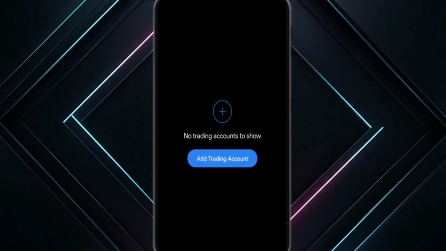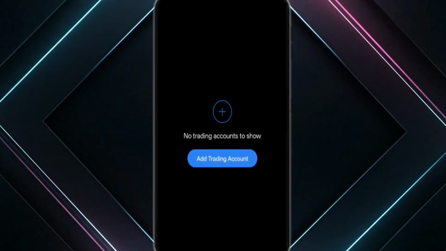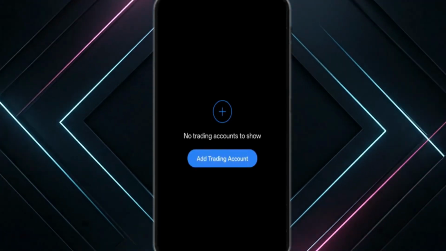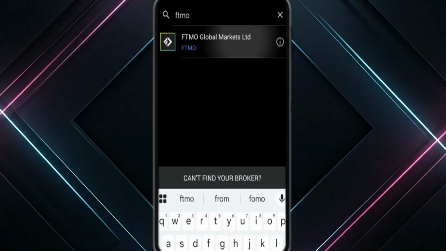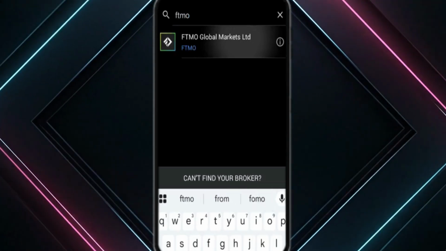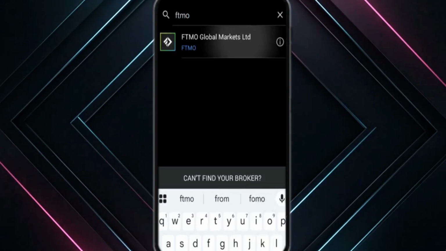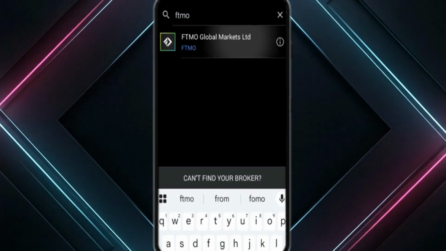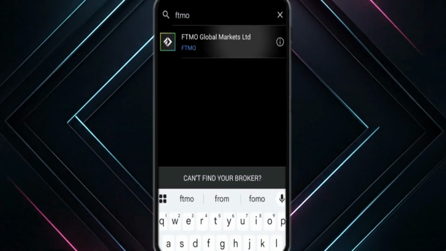First, install MetaTrader 5 on your computer or mobile device and log in with a broker account that supports MT5 crypto trading. Many brokers and funded trading firms offer crypto pairs such as BTC and ETH directly within MT5. Once logged in, simply search for the available crypto symbols and start trading.